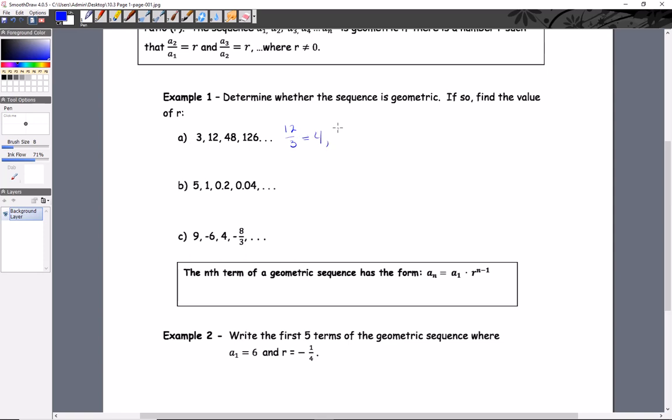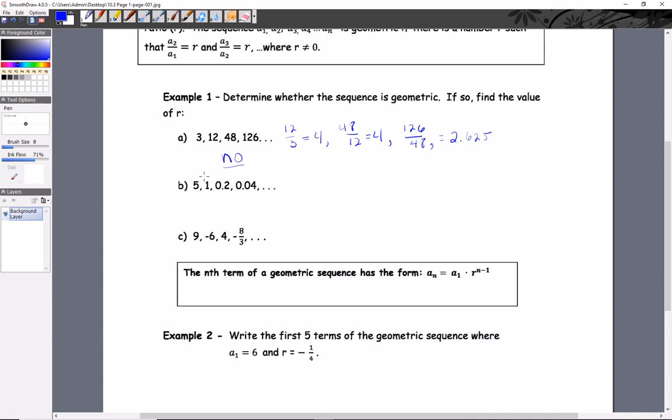And then 48 over 12 is also 4. So it's looking promising. We'll just look at 126 over 48, and actually that's not going to be 4. This is more like 2.625. So that breaks the common nature of it, and we do not have a common ratio, we do not have a geometric sequence, so that is a no.